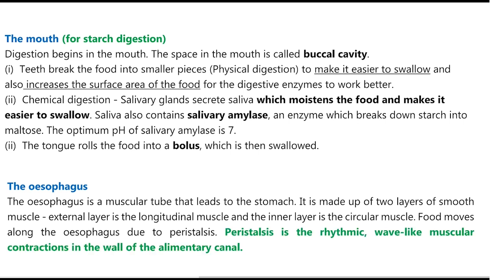So peristalsis is the rhythmic, wave-like muscular contractions in the wall of the alimentary canal which pushes the food down the esophagus. This is also true for the intestines. So peristalsis occurs in the esophagus and in the intestines, where food is propelled forward.